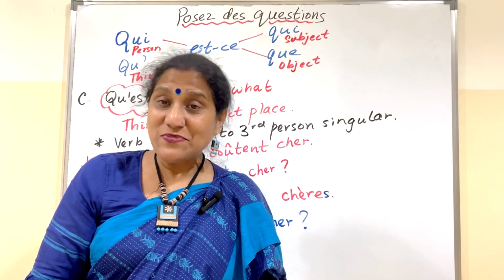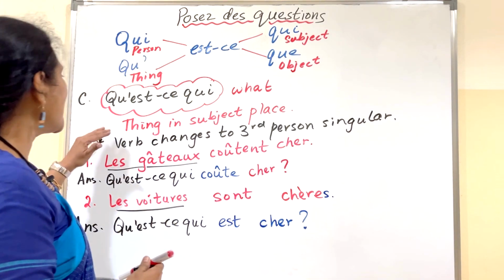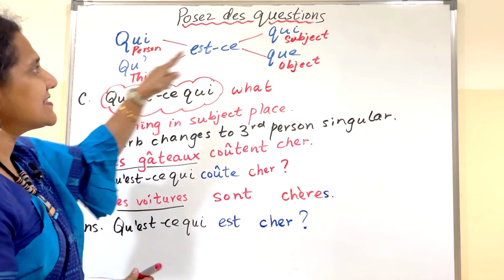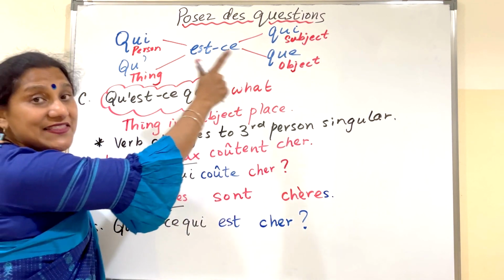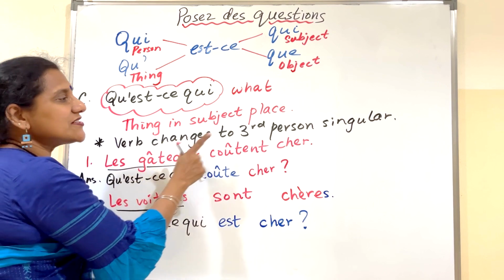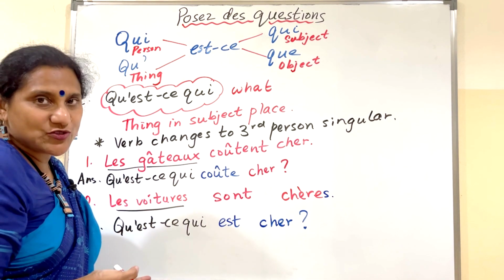Let's see how to frame the question when we have a thing in the subject place. So, what is a thing in the subject place? It's qu'est-ce qui. Look at a thing, qu'est-ce qui. So, qu'est-ce qui is a thing in the subject place or position. So, verb changes to third person singular. We have to be very careful. Now, let's look at two examples.